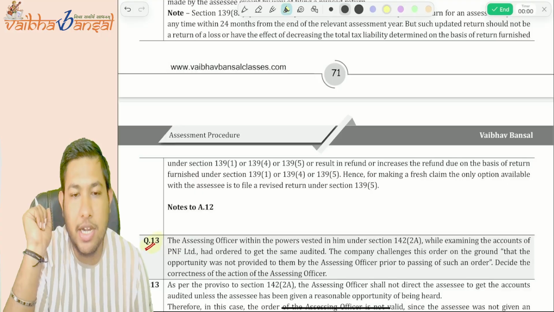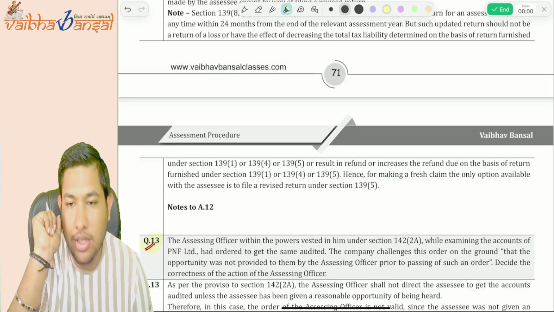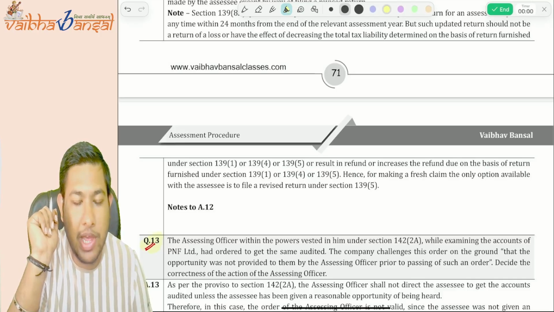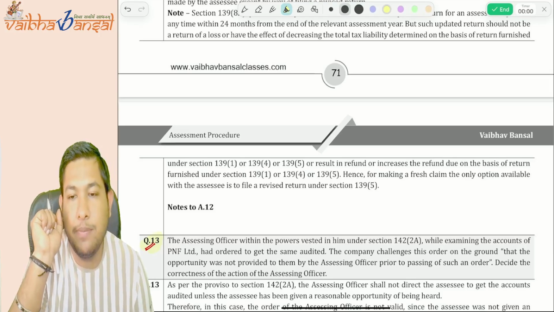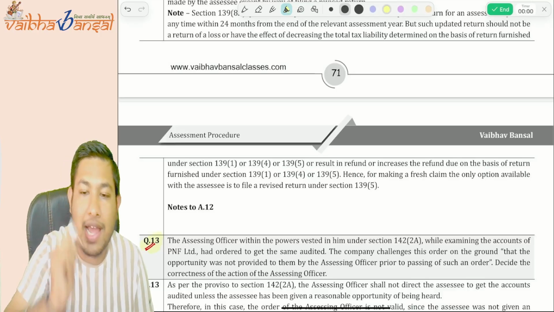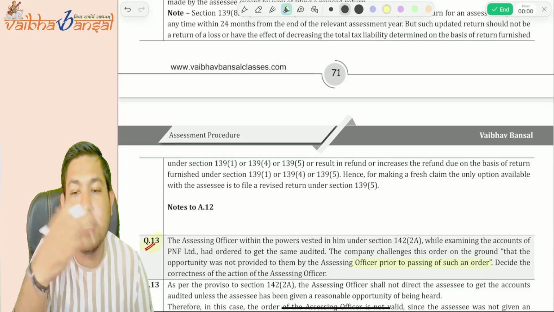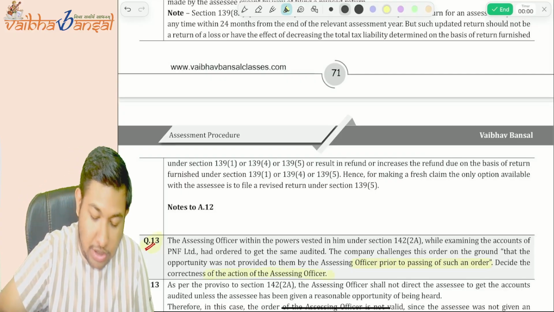Question number 13, just read it once. The assessing officer, within the power vested in him under section 142A, the inventory valuation, while examining the accounts of PNF Limited, has ordered to get the accounts audited. The company challenges this order on the ground that the opportunity was not given to them by the assessing officer prior to passing such order. Discuss the correctness of the action of the assessing officer.